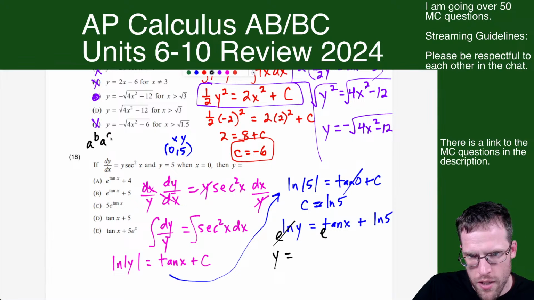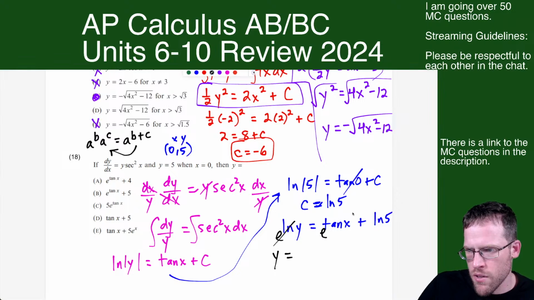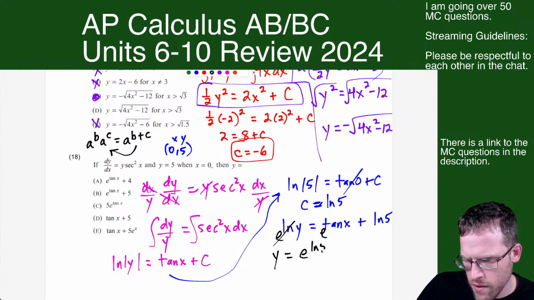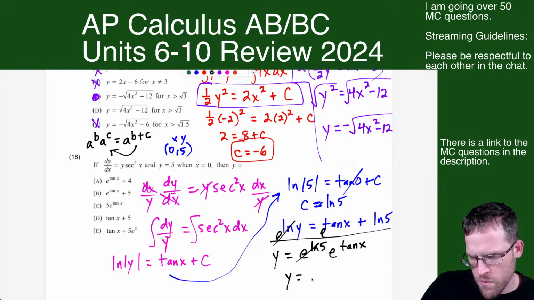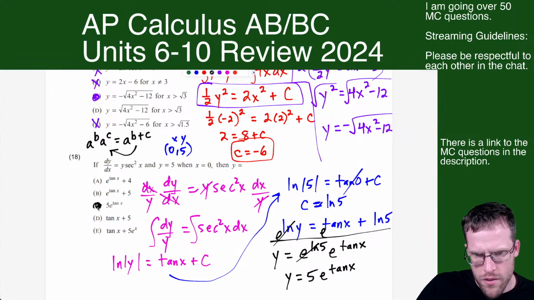But no, all you have to do is be a little patient. We're using this rule, but backwards. I'm going to rewrite this as e to the ln 5 times e to the tangent x. This is a separate line. I'm rewriting it because you could see I would have e to the ln 5 plus tangent x. But now e and ln are opposites, so this becomes y equals 5e to the tangent x, which is choice C.